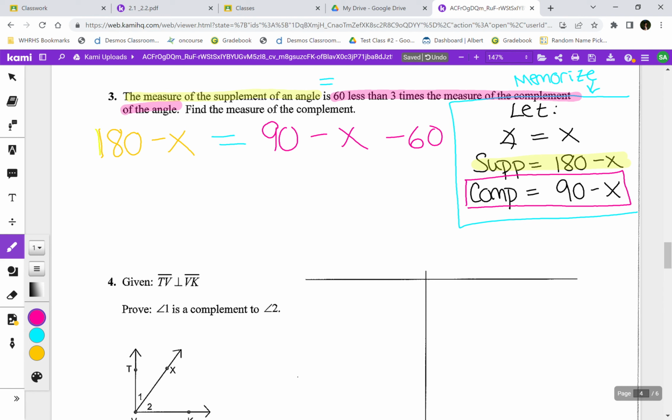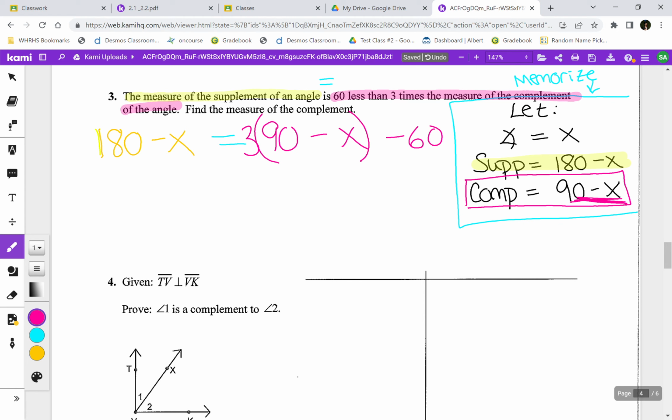Oh, sorry, 60 less than 3 times the complement. What did I not do? Connor? You have to put 3 in front of the x. Not just in front of the x, it's 3 times the whole complement. So what's the whole complement, Connor? Oh, 90 minus x. So I have to do parentheses around the 90 minus x and then multiply that by 3 in the front. Just the 90 minus x, because that's what the complement is.